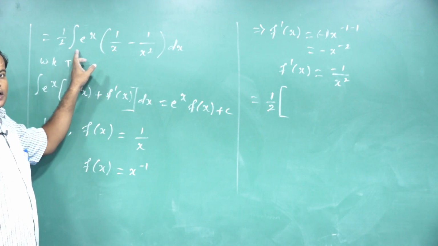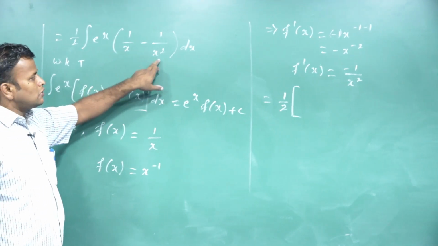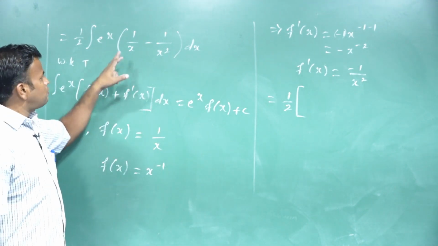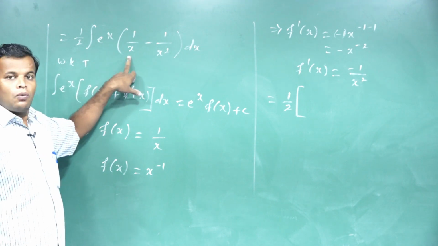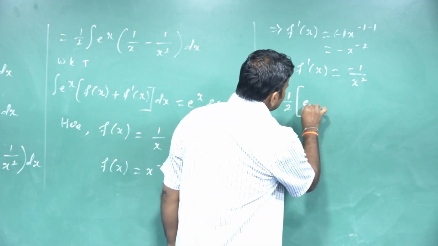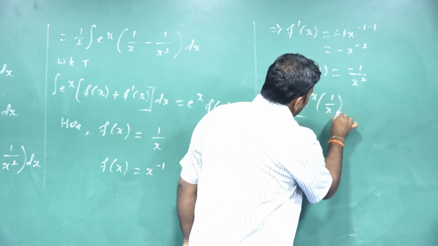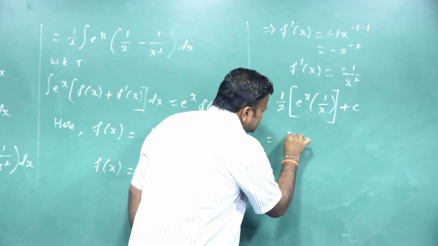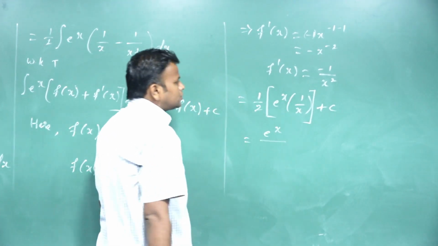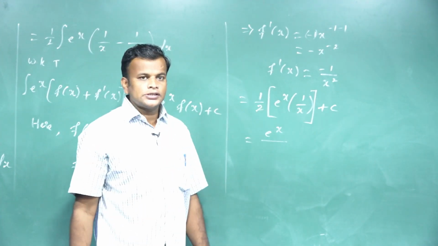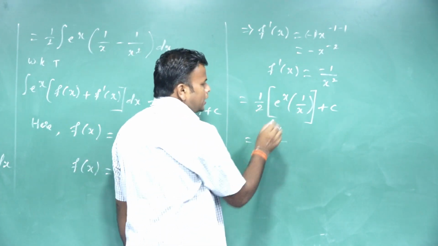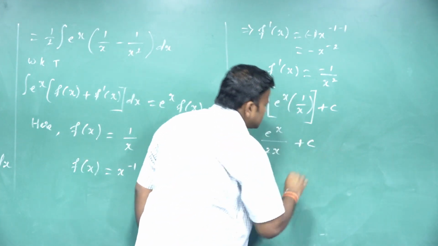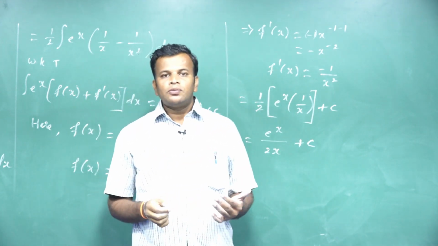Now it is in the form of integrating e power x into f of x plus f dash of x into dx, whose formula is e power x into f of x. So e power x, and f of x here is 1 by x. So e power x into 1 by x. Usually we add the constant c. So we write numerator 1 into e power x is e power x, denominator 2 into x is 2x, plus c.